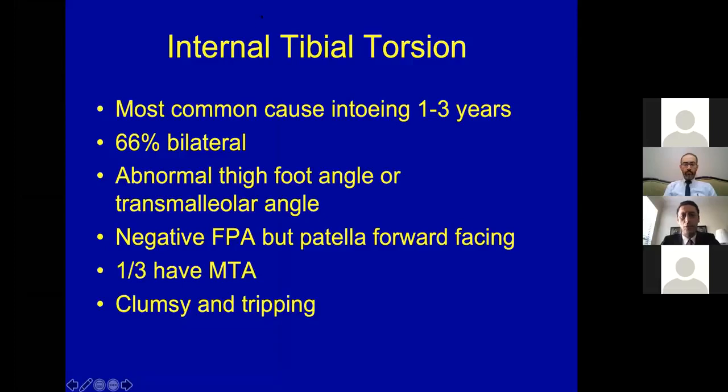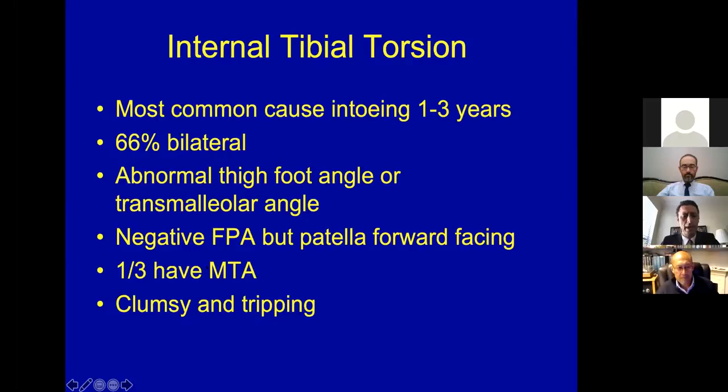Internal tibial torsion is the most common cause of in-toeing in the first 3 or 4 years of life. Most of the time, 66% are bilateral. With an abnormal thigh-foot angle, you put the patient prone, measure the thigh-foot axis, and you will see the abnormality. And also a negative foot progression angle, but with the patella facing forward.